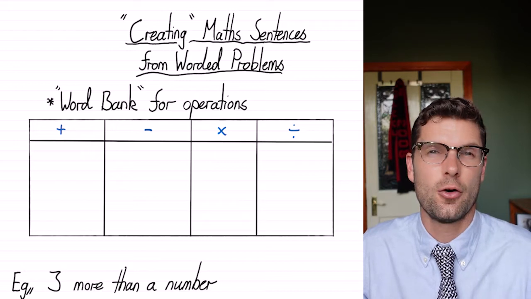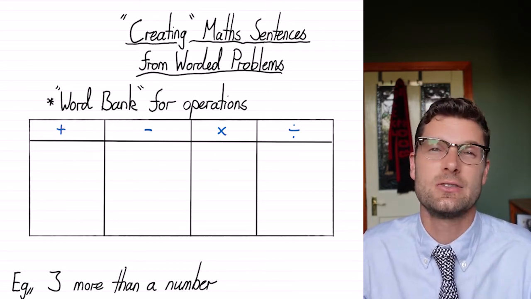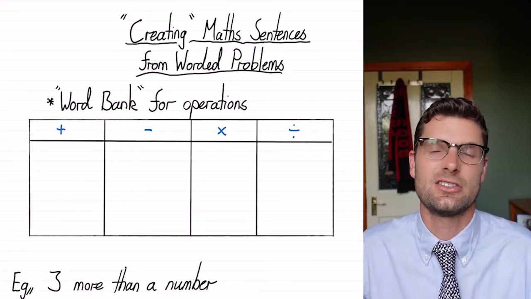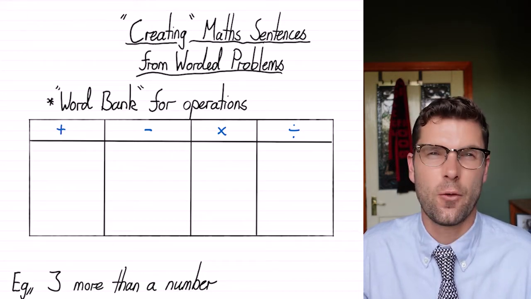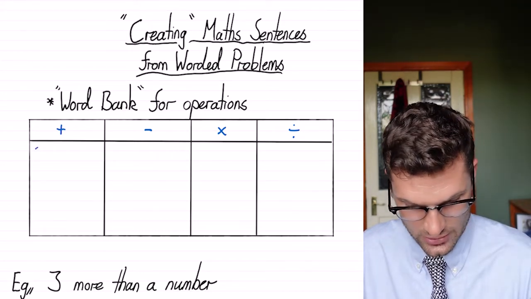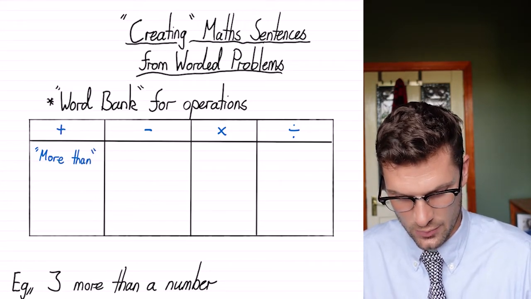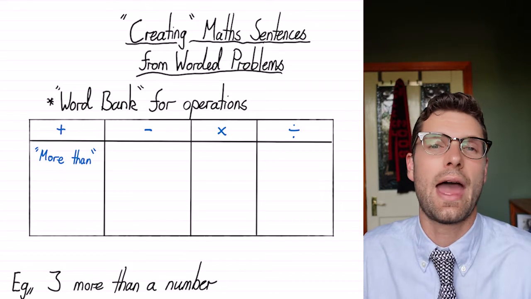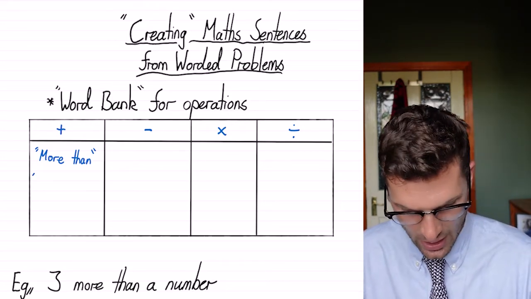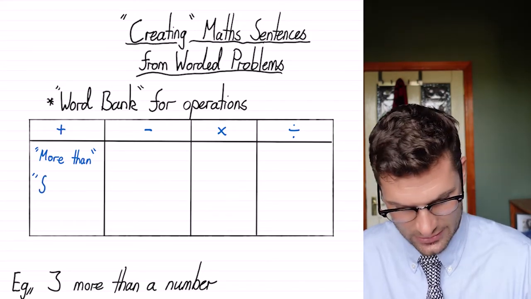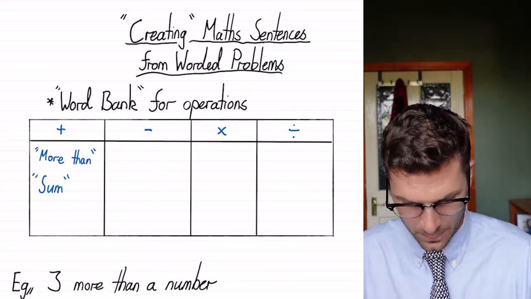So for this, we need to know what kind of terminology, words or phrases we're going to hear to tell us that we're doing addition, subtraction, multiplication, or division. So for addition, you're going to see the words "more than". Anytime you're asked to find 3 more than a number or 5 more than a number, we're definitely talking about addition. Another phrase we could hear for addition is "the sum of" two numbers, which just means that we're adding them.